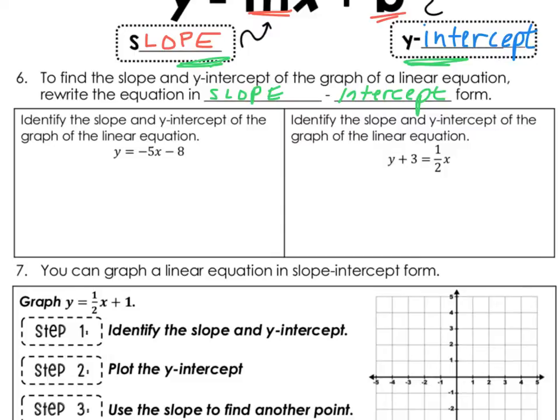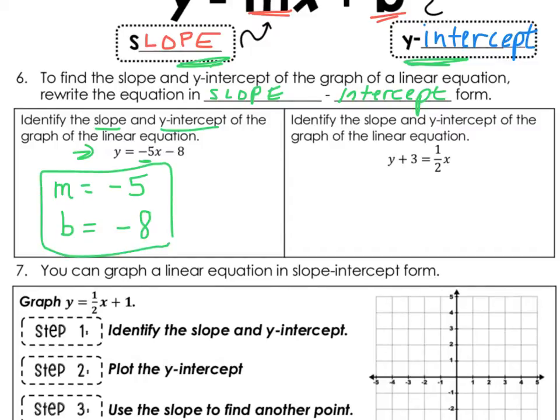Okay, so let's do this. Identify the slope and the y-intercept of the graph of a linear equation. If this is the equation, which number, -5 or -8, is the slope? Which one is the m? The slope is this one right here. So our slope is -5, and our b, our y-intercept, would be -8. So we want to pull out that information from that equation.